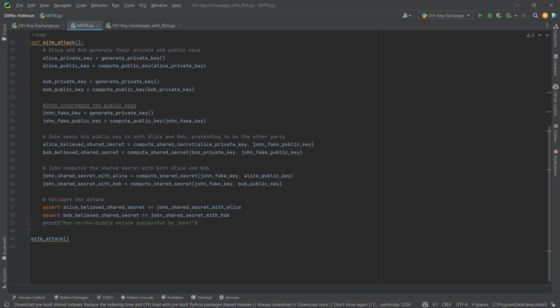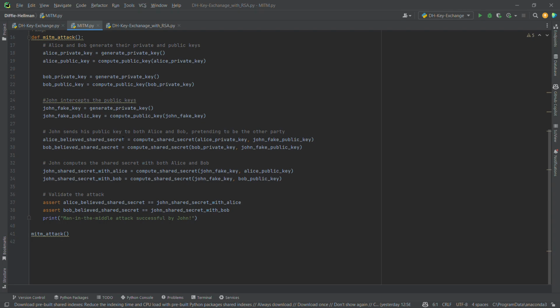And when Alice and Bob exchange their public keys, John puts his public key inside of the message. And now Alice calculates the shared secret using John's public key, and Bob calculates his shared secret using John's public key. But Alice believes she's using Bob's public key, and Bob believes he's using Alice's public key, but it's actually John's public key.